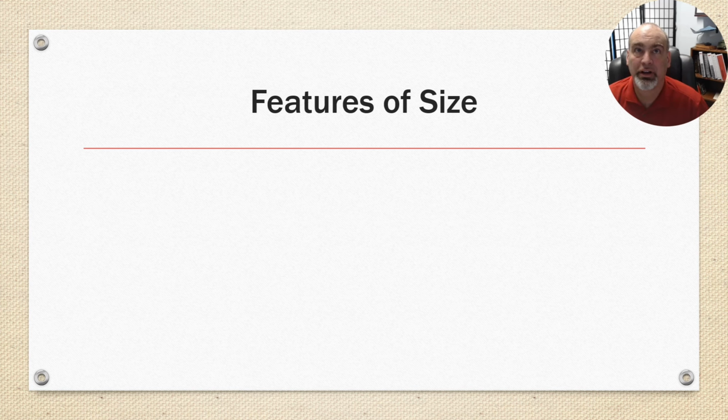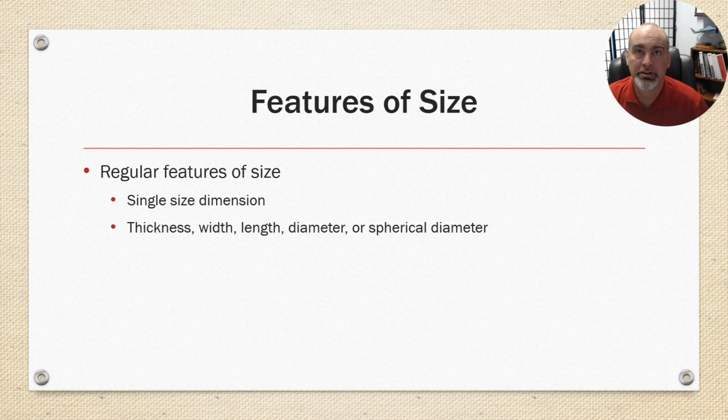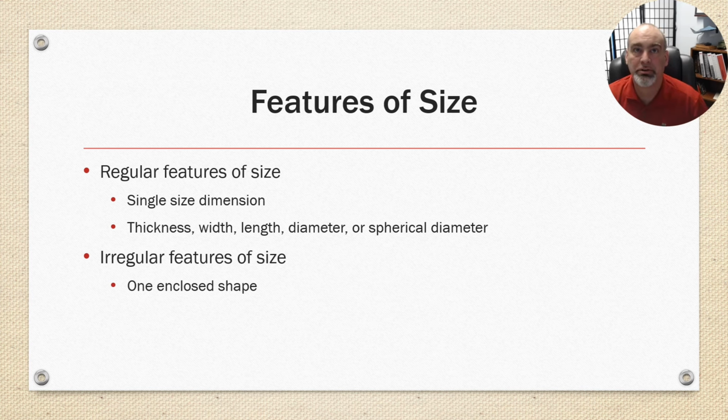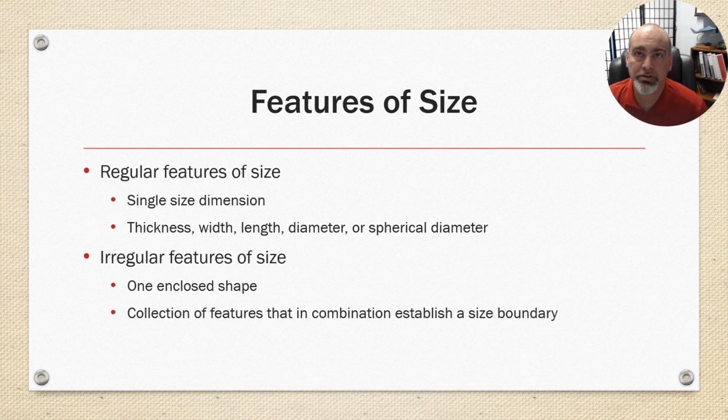Okay, feature size. Regular feature size is a single size dimension: thickness, width, length, diameter, or spherical diameter. Irregular features of size are one enclosed shape or a collection of features that in combination establish a size boundary.